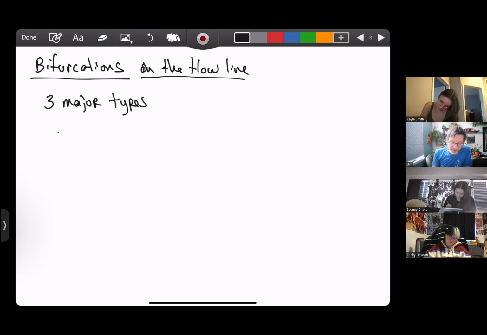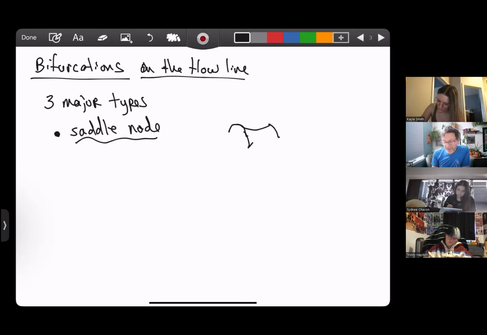And the first one is what's called a saddle node bifurcation. Now, when you think saddle, especially in math, you might be thinking of a hyperbolic paraboloid, or maybe you're not thinking of that at all, but a saddle shape, literally like the shape of a horse saddle. It's curved.